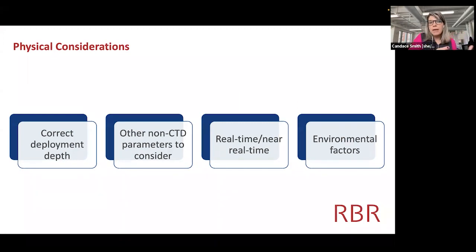If you need real time or near real time, you need a connector or a way to send data to the surface and get the data off. And then the environmental factors, again, you want to think about biofouling and, if it's very dynamic, how are you going to ensure that the CTDs are on there?